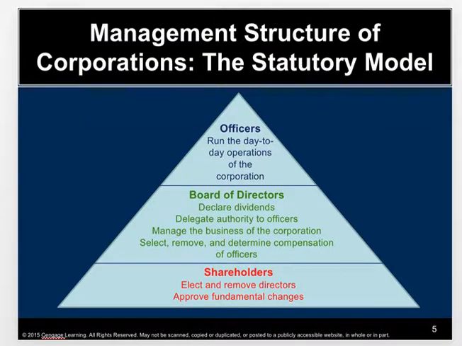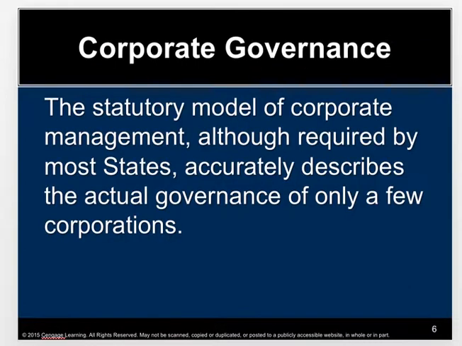Below that, at the very bottom, the base really are the shareholders or the owners. They elect and remove the directors. Usually that happens at the annual meeting. And they also approve fundamental changes. So if we're going to change the business model of the corporation or anything that's really a material change, then the shareholders also have to approve these, what we call fundamental changes. So this is the way that the management structure of corporations is set up.